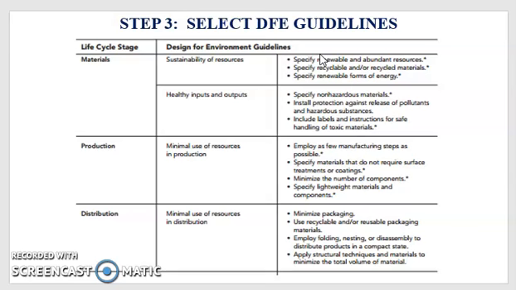This table shows some compilation of DFE guidelines. For each stage of the product life cycle, certain guidelines have been reported, which fall into certain categories. So this represents the life cycle stage. These represent the categories in which the guidelines fall, and these are the specific guidelines for each and every life cycle stage of a product.